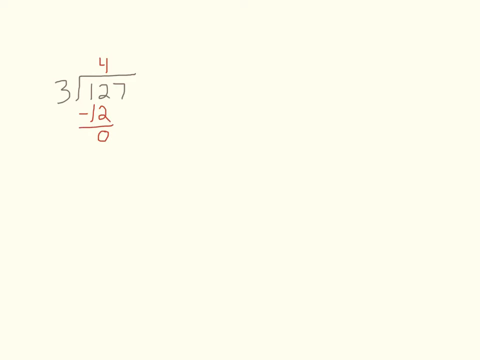Next thing we do is we bring down the 7. So now you're trying to ask yourself, how many times do we have to multiply 3 to get rid of 7? Well, the most times you can do that is 2, because 3 times 2 is 6. Once again, we subtract these two quantities and we end up with the number 1. Now, since 3 can't go into 1, we say that our remainder is 1 divided by 3.